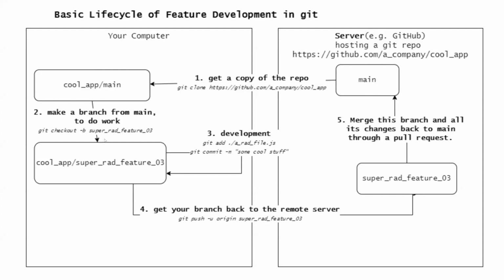Then you're going to make a branch on your local. And that's super rad feature 01, which is just a copy of main. And in that branch, you can do whatever you want. It's a branch off of main. I don't know if I can explain that any better.